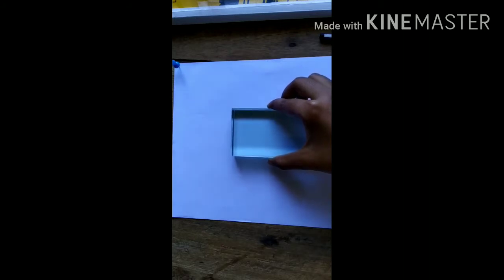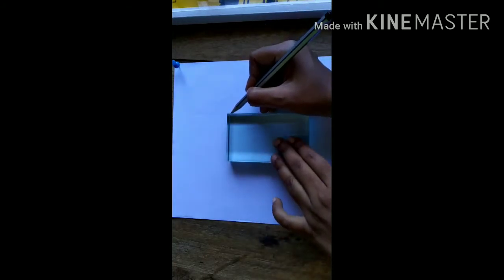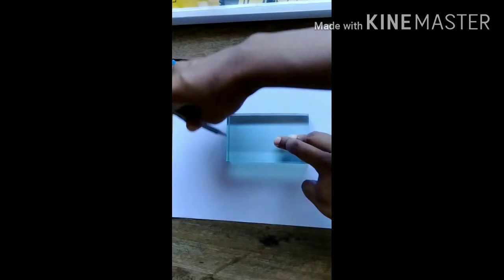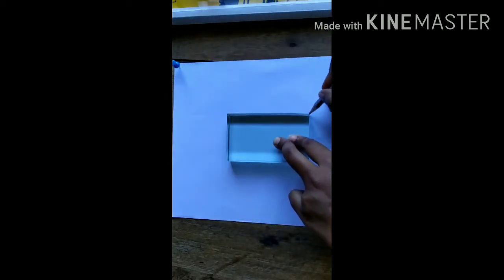Now I'm putting this glass slab at the middle of the white sheet. Now I'm going to draw the outline of this glass slab with the help of a pencil. Okay, now I'll remove this glass slab. I have drawn an outline of this glass slab over here.